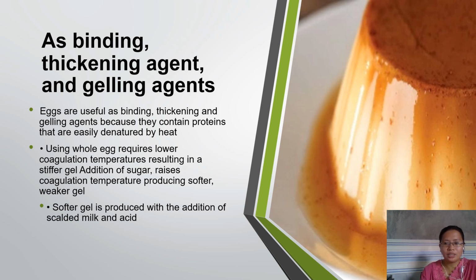Dito sa example, sa picture na nilagay ko, what's this? Custard or leche flan. So, the purpose of the eggs in leche flan is for gelling. Diba yung leche flan, it looks like a jelly. Kasi yun yung purpose ng egg yolk doon. Pero in making leche flan, you can use egg yolk lang or you can use whole eggs.